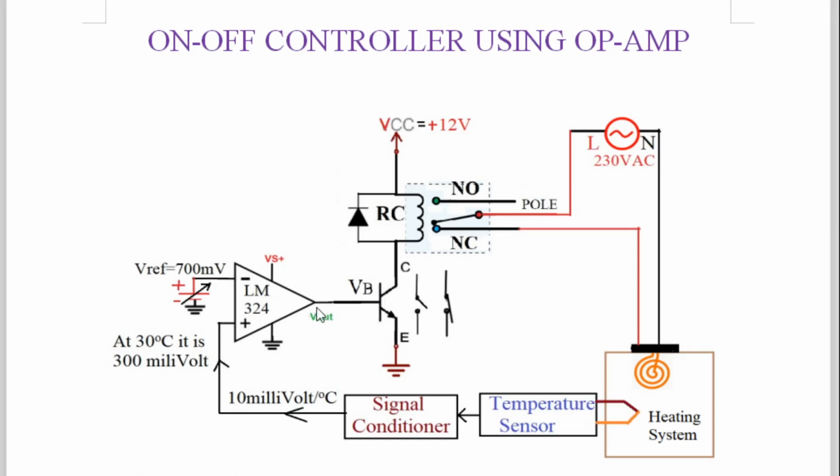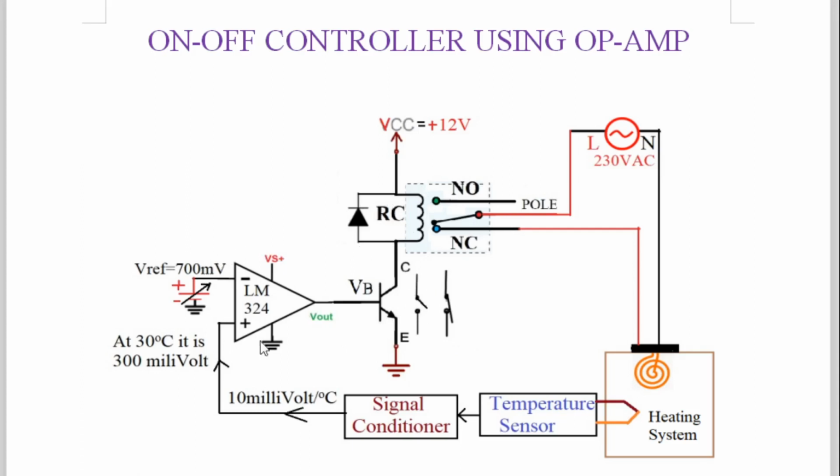Now the output of the comparator, which is high voltage or low voltage. Here the comparator is LM324, working on a 5 volt power supply. The output of the comparator, high voltage or low voltage, is given to the base of the transistor. Therefore sometimes the transistor behaves as an open switch, sometimes as a closed switch, and it drives the relay, meaning current will or will not pass through the relay coil.